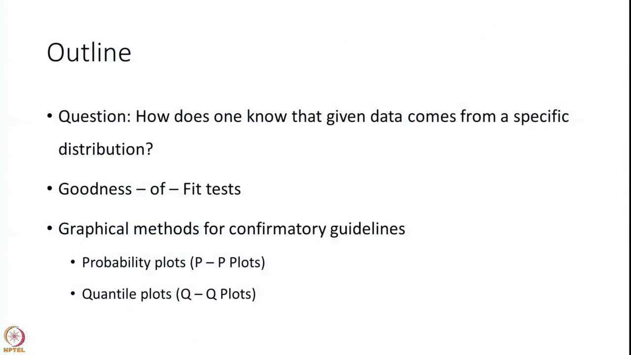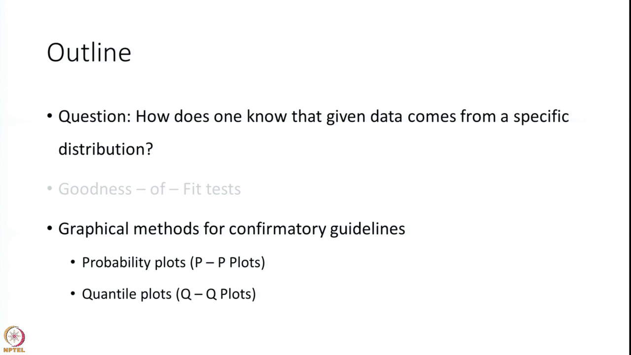Goodness of fit tests are a very theoretical derivation of comparing the data CDF with the assumed CDF. But there is another method which is called a graphical method, which does not give you a strong proof, but it gives you a confirmatory guideline that yes, our assumption that this particular sample comes from this distribution may be correct in this scenario. And this is what we would like to cover. We are not going to cover the theoretical goodness of fit tests in this course, but we would like to cover some of the graphical methods for confirmatory guidelines. We are going to consider primarily two such graphical methods. One is called probability plots or PP plots, and the other is called a quantile plot, which is known as QQ plots.